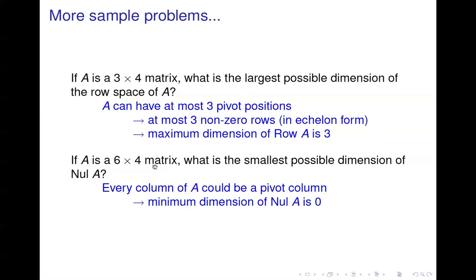How about if A is 6 by 4? What is the smallest possible dimension of the null space? So that's asking, what's the smallest number of free variables you can have, or what's the smallest number of non-pivot columns you could have? Well, since we have more rows than columns, every column could be a pivot column, in which case there's no free variables, and so the minimum dimension of the null space of A would be 0.